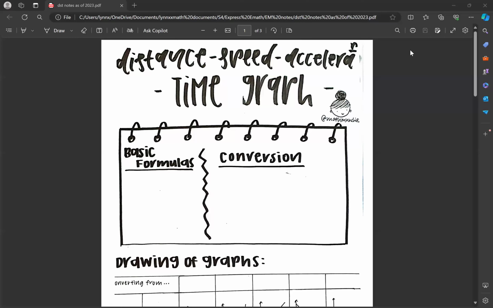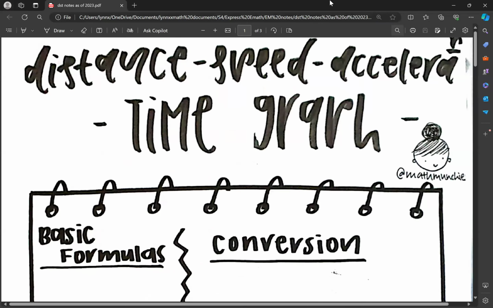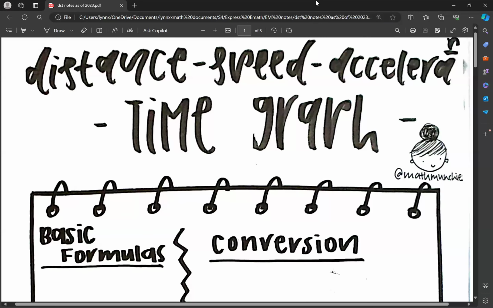Okay, so your notes, this is called distance speed acceleration. Okay, so the distance speed acceleration time graph I will use to represent something that you are very familiar with. Now, you are very familiar with this process that you go from P6 to Sec 1 called DSA.